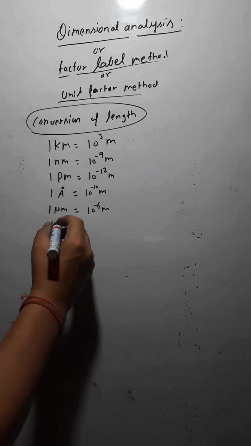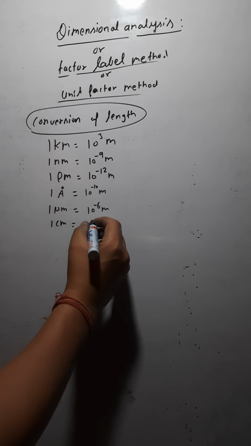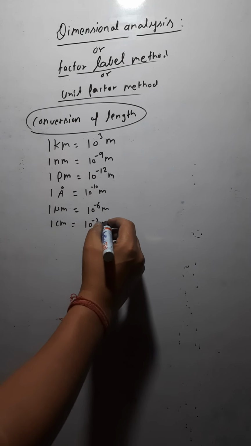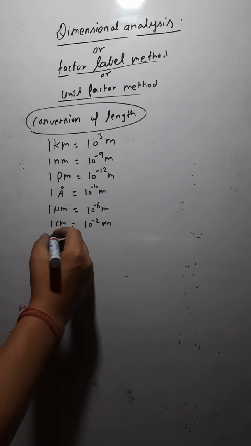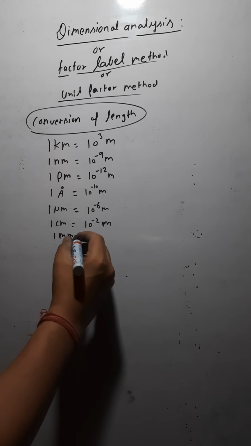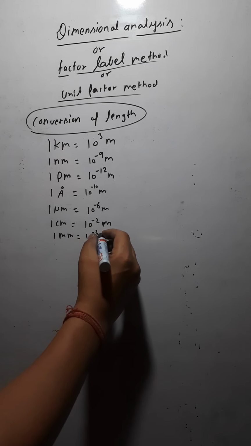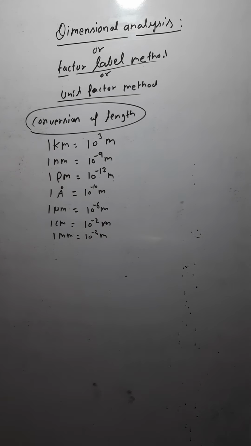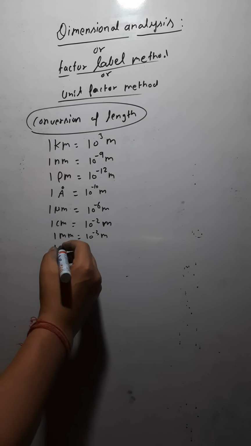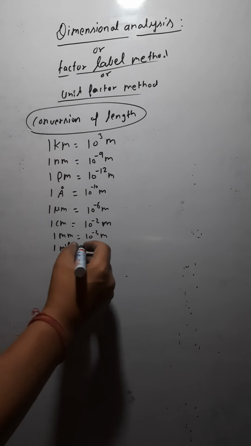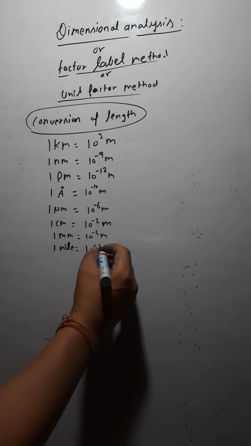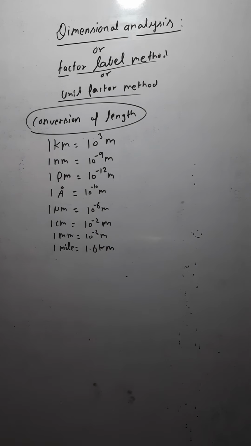Then in 1 centimeter, how many meters are there? Can you tell me? Yes, 10 to the power minus 2 meters are there in 1 centimeter. Then in 1 millimeter, you have 10 to the power minus 3 meters. Then in 1 mile, how many kilometers are there? Can you tell me? Yes, there are 1.6 kilometers in 1 mile.